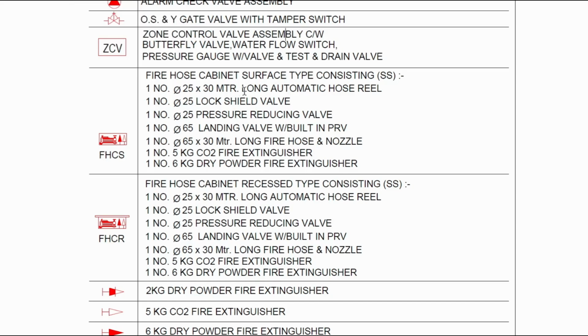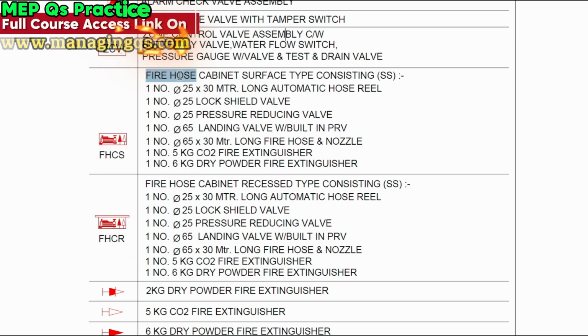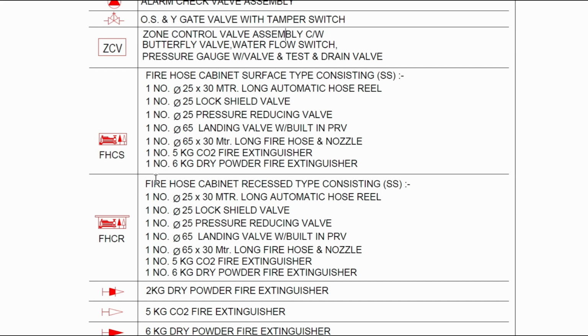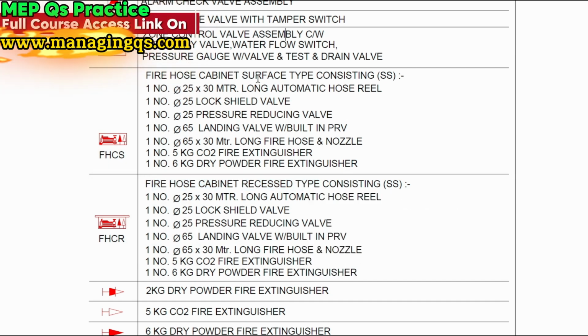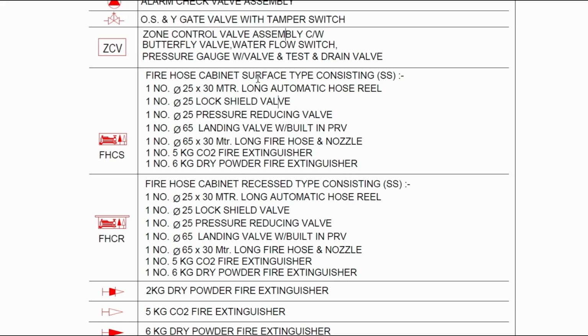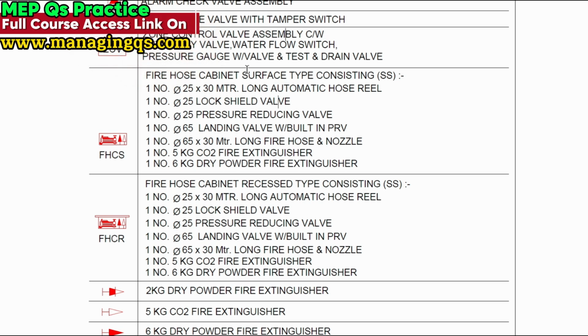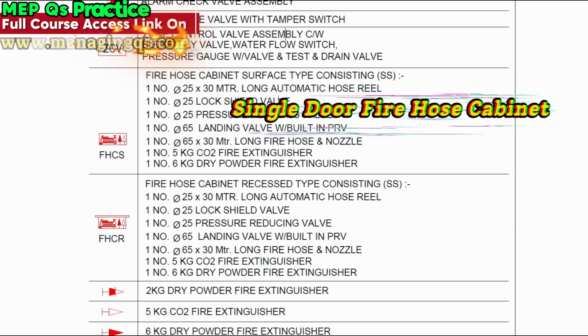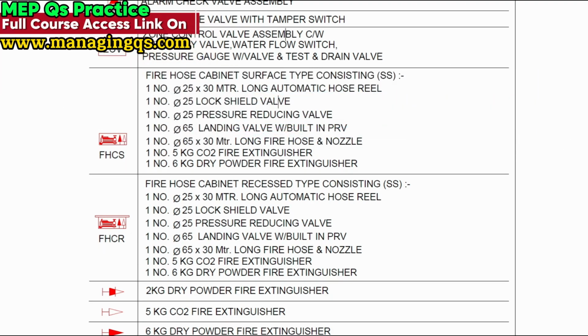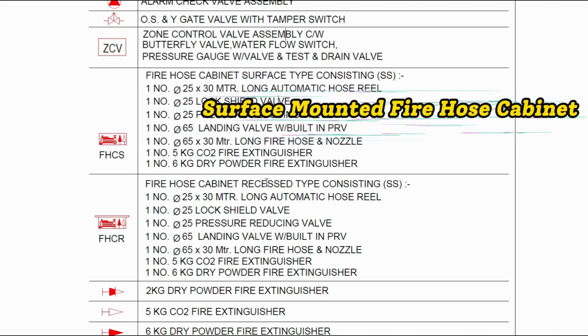In this project, two types of fire hose cabinets are used. The first one, you can see, is the fire hose cabinet, surface type. The second one is the fire hose cabinet, recess type. So only two types are used in our project, but a lot of types are available, more than 10 types of fire hose cabinets. Let's say, for example, the single door fire hose cabinet, the double door fire hose cabinet, and also, as we said, the surface mounted and the recess mounted.